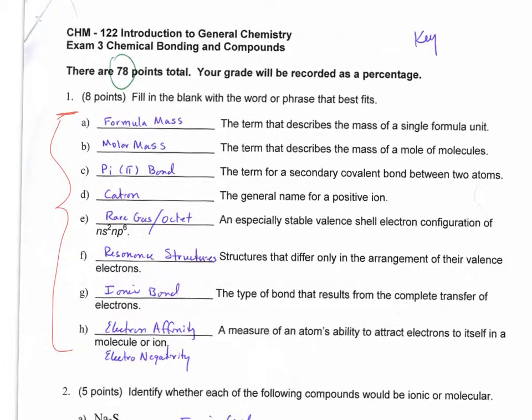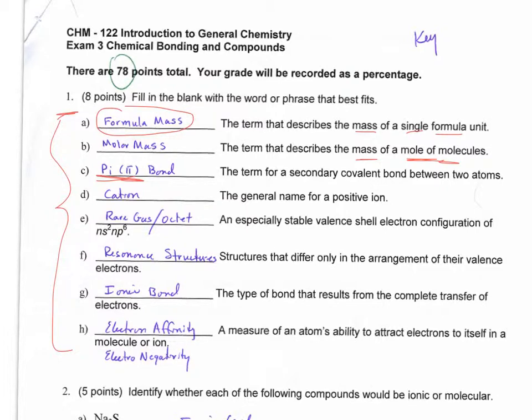I don't know. But for instance, the term that describes the mass of a single formula unit is a formula mass. Remember, that's for ionic compounds. The term molar mass is the mass of 1 mole of anything, including molecules. We talked about sigma and pi bonds. Pi are the secondary bonds.